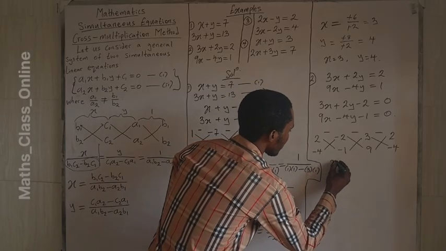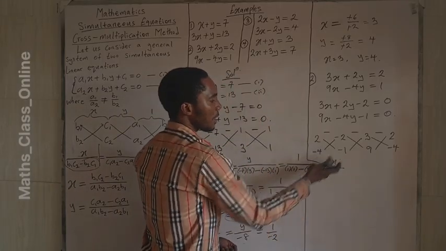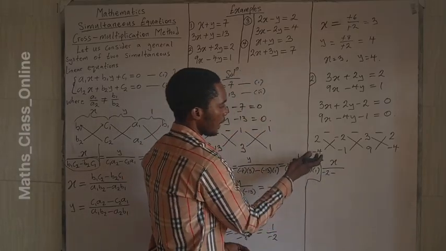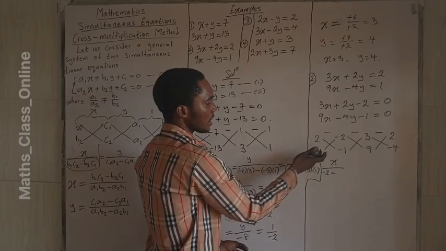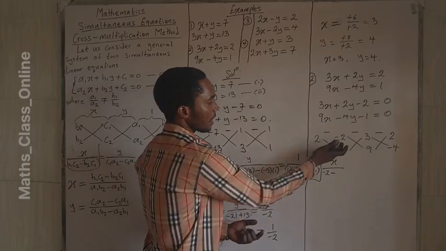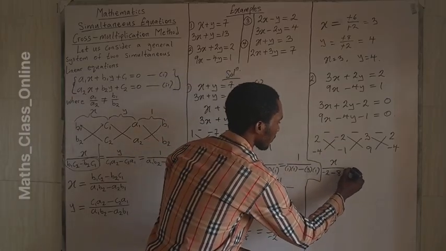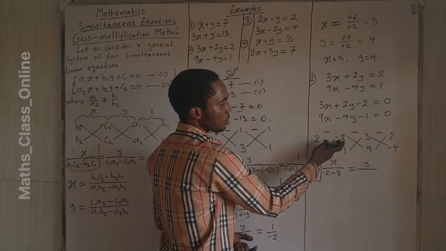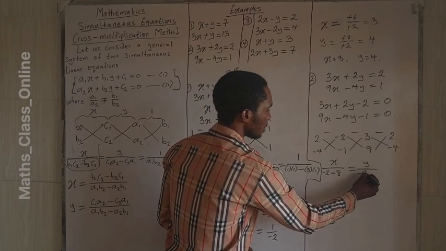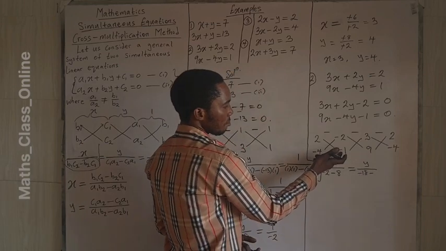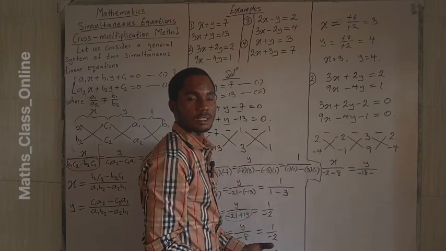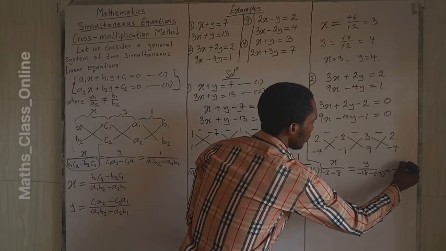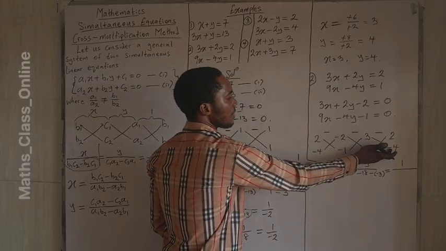We have this to be x over 2 times minus 1, that is minus 2, minus 4 times minus 2, minus times minus, that is plus, 4 times 2, that is 8, is equals to, second and the third column is for y, minus 2 times 9, that is minus 18, minus 1 times 3, that is minus 3, is equals to 1 over 3 times minus 4.